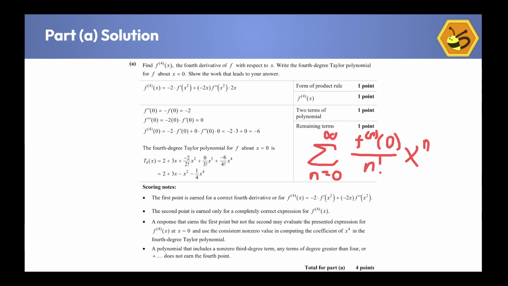So this means that if you get this one wrong, or if you get this one but not the second one, you can use the wrong answer to get the coefficient. If this is consistent with your finding, then we'll earn the point.